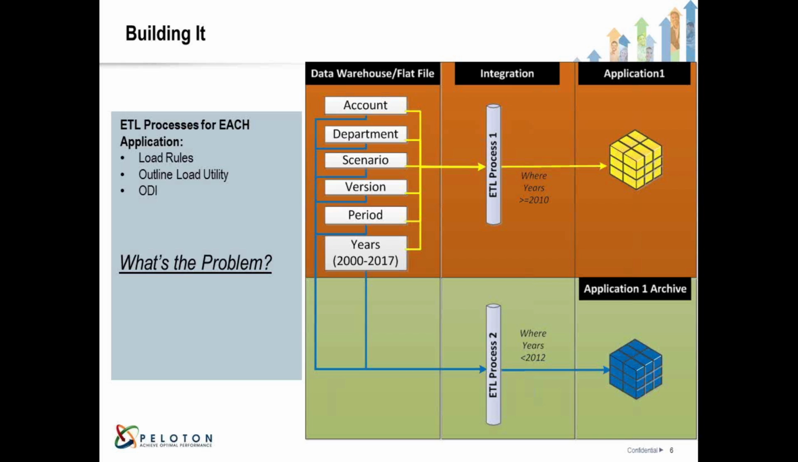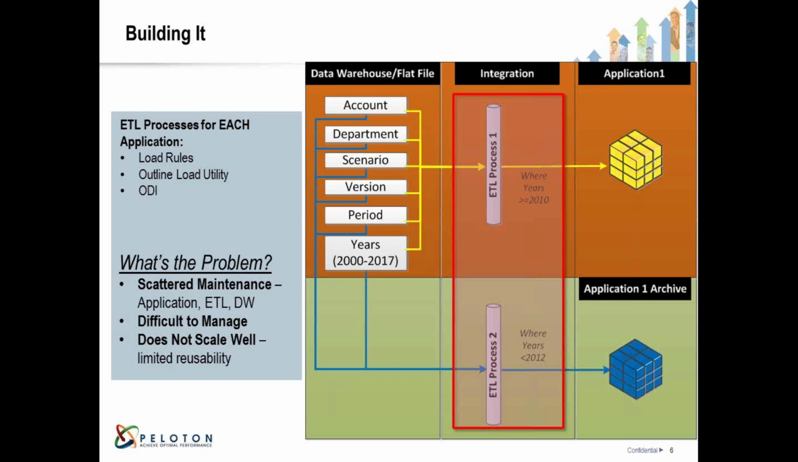So what we'll need to watch out for is the different ways that we need to build each of these applications. When we look at this in terms of maintenance, we notice that our maintenance is scattered between our source, our integration layer in the middle here, highlighted in red, and our applications. Because the maintenance is scattered in three different places, it becomes difficult to manage, and it doesn't scale very well. If we were to add 3 more applications, we would have to build 3 more processes to load and manage that metadata.